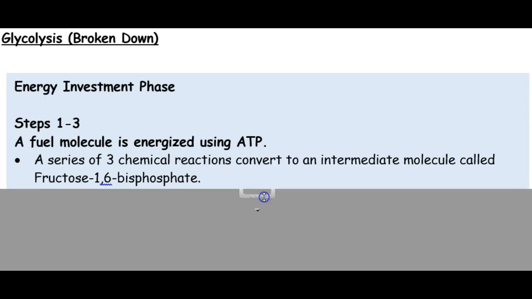Okay, so overall what we've done is we've taken 3 chemical reactions and we've taken that molecule of glucose, we've created some intermediate molecules. Remember, we created glucose 6-phosphate, then it isomerized to fructose 6-phosphate, and then finally to fructose 1,6-bisphosphate. And in doing so, we had to invest ATP to phosphorylate those molecules and make them unstable.